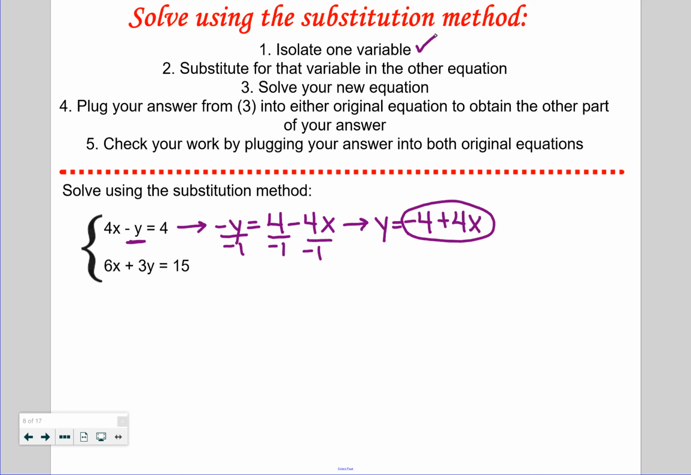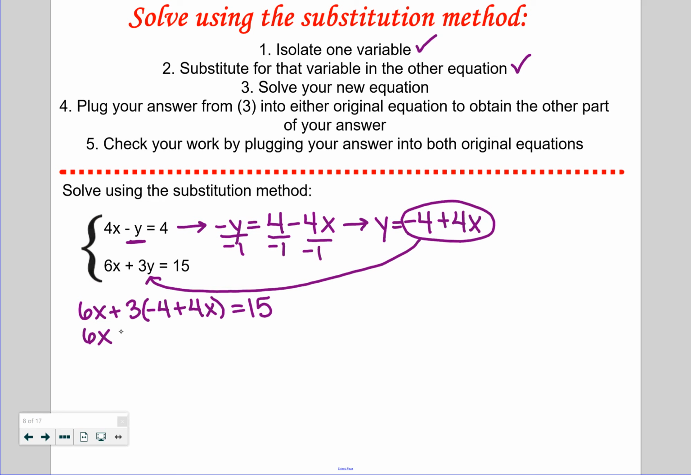In the second step, I'm going to substitute what that y is equal to in for y in the second equation. So that looks like 6x plus 3, make sure you use parentheses, negative 4 plus 4x equals 15. That's the end of step 2. Step 3 is solve that equation. So let's distribute our 3 through. That'll give me a negative 12 plus 12x.